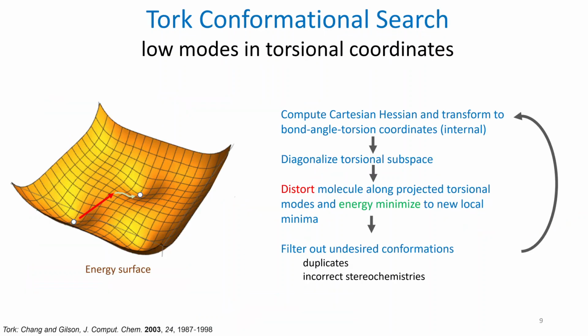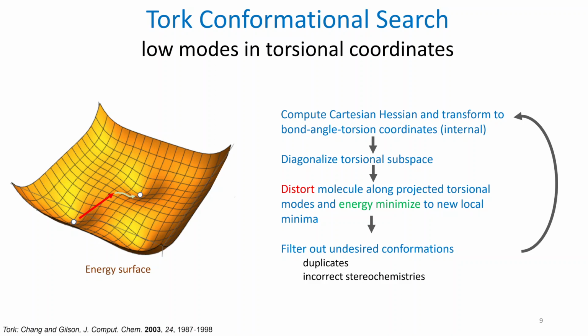So how do we do the conformational search? We use a method called torque, which goes back a while. It's a fairly powerful method that, for those of you who are familiar with low mode search, is essentially low mode search in torsional coordinates. So that's diagrammed here on a two-dimensional energy surface. We're going to start in this energy minimum and do a search that will hopefully lead us to this one. The basic idea is, within this minimum, we compute the second derivative matrix of the energy, also known as the Hessian matrix, in Cartesian coordinates, and we then transform that into internal so-called bond angle torsion coordinates.